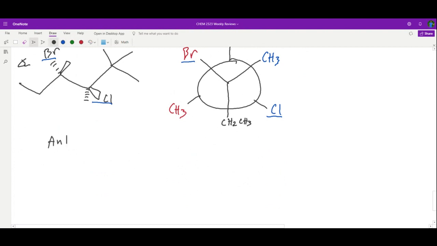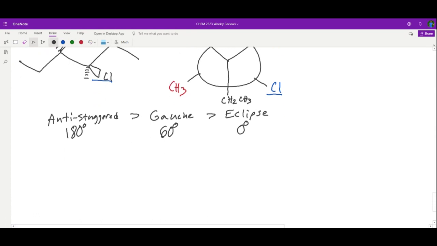So there's anti-staggered, which is better than gauche, which is better than eclipsed. Okay, so anti-staggered is going to have a 180-degree separation between your 2 bulkiest groups. Gauche is going to have a 60-degree separation between your 2 bulkiest groups. And eclipsed is going to have, I believe, 0 degrees, or like right on top of each other. So it's going to be very unstable.